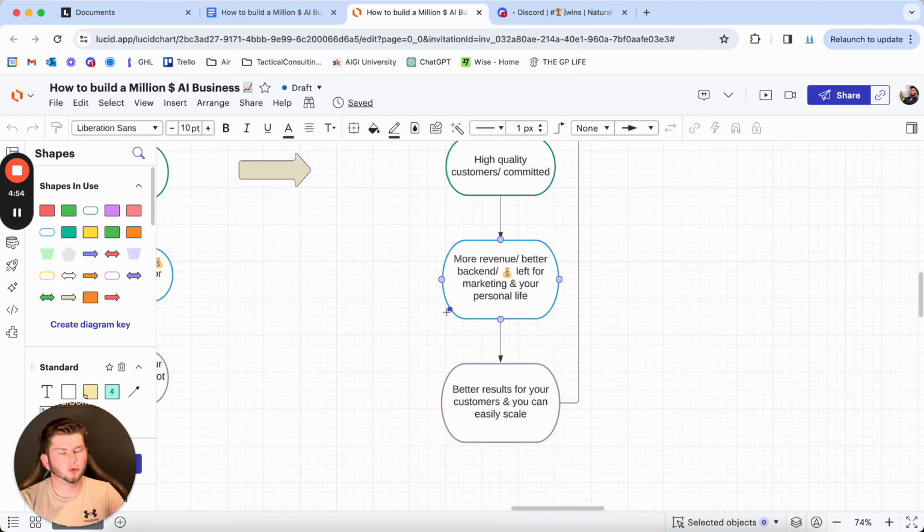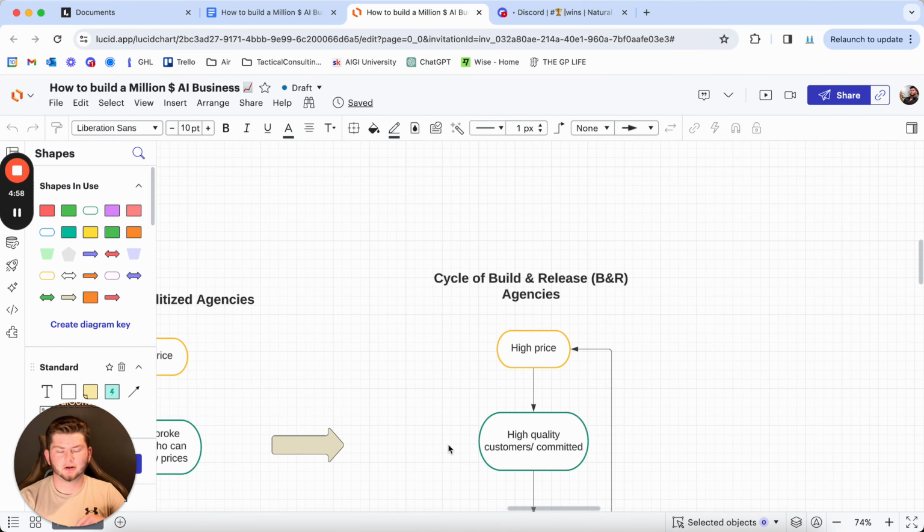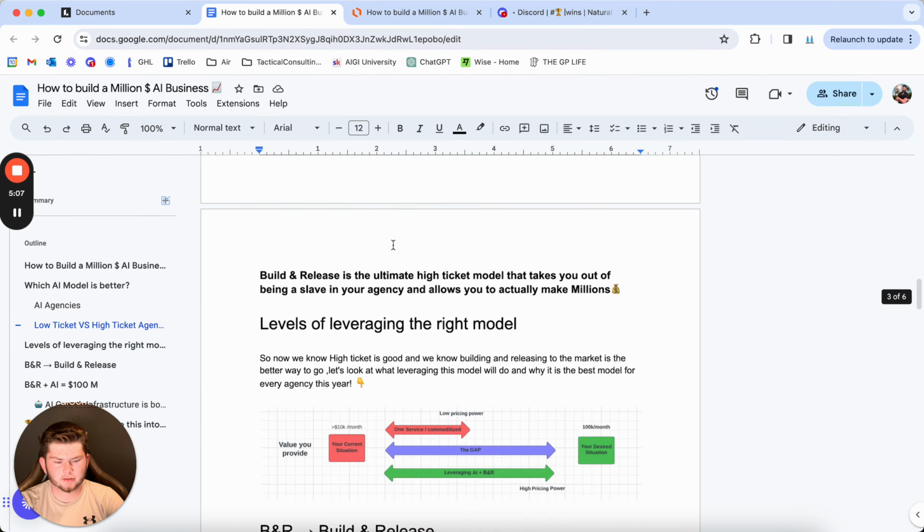You have more revenue, better back end, more money left for your marketing and personal life. You can enjoy that life that you want to live. And you have better results for your customers, and you can easily scale because word gets around. And when you have amazing results, like people making 9.5K, word gets around and you start making even more money, and it just compounds like crazy.